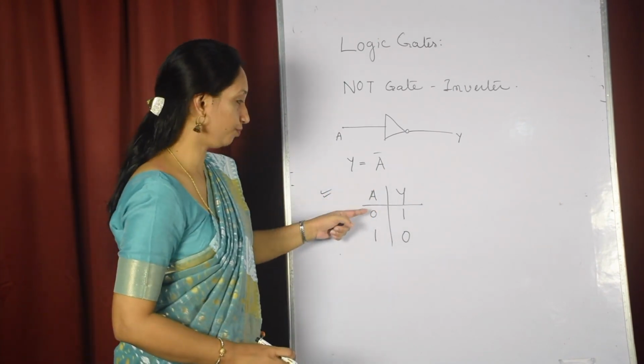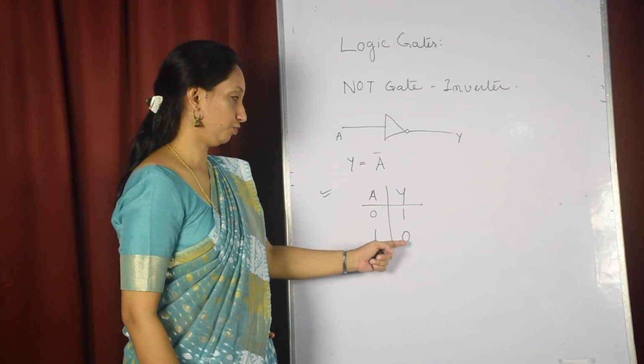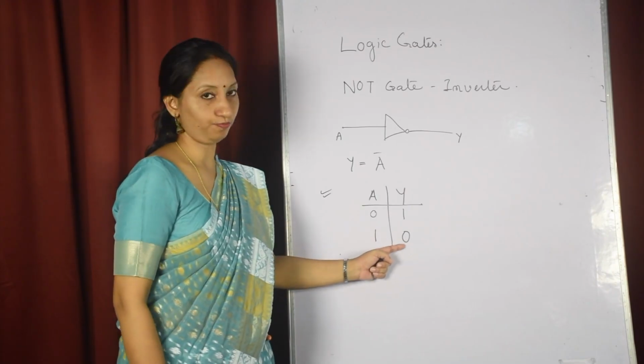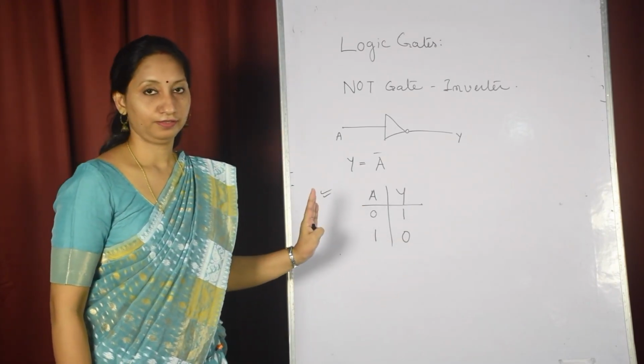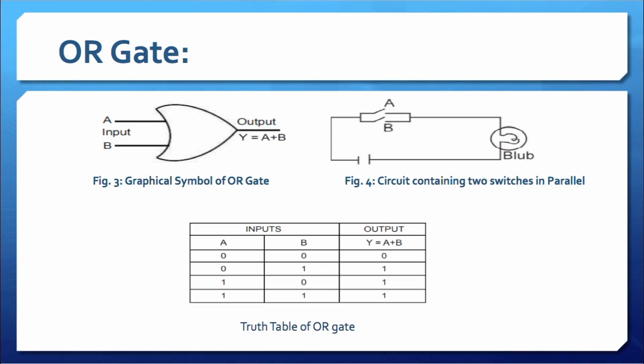That means when the input is 0, the output is 1, and when the input is 1, the output will be 0. It is just the complement of the input signal. Next, we will discuss the OR gate.